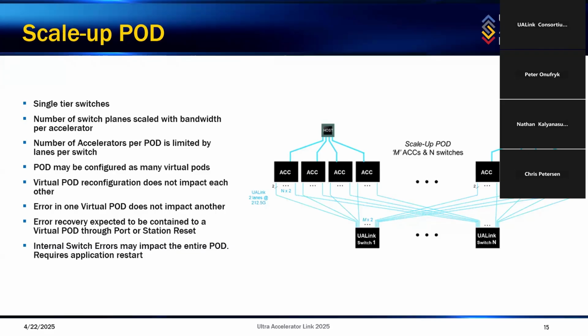A pod may also be configured as many virtual pods. The vPods are completely independent. Reconfiguration of the virtual pods must not impact other virtual pods in the system. Similarly, an error in one vPod should not impact others. Error recovery is also expected to be contained to a vPod through port and station resets. There are some classes of errors, like internal switch errors, which may impact an entire switch plane and likely the entire pod. These classes of errors will require an application restart.